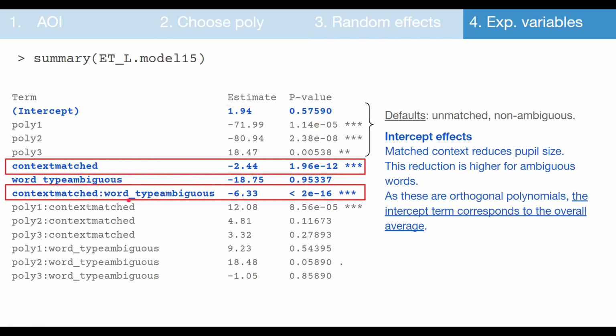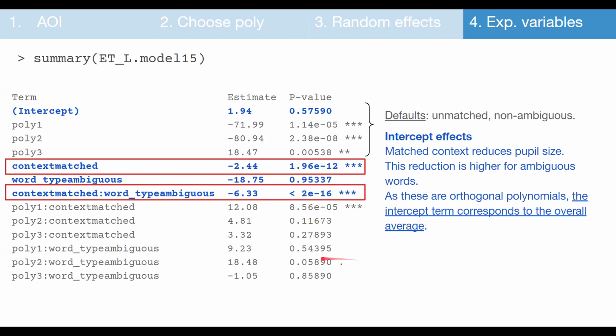Then we also see that this reduction is even higher for ambiguous words. And how do we know that? Because when we see the interaction, when this word is matched but is also ambiguous, we have a negative estimate that sums to this estimate over here. So when this word is not only matched, but is also ambiguous, we have an even smaller mean in the pupil size.